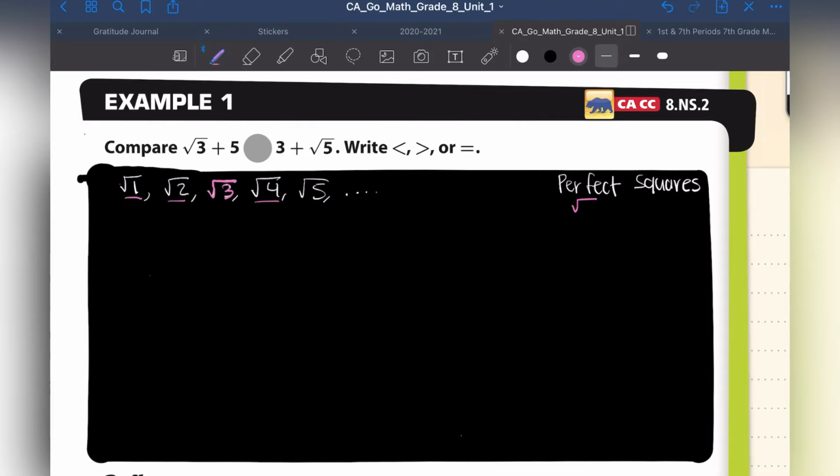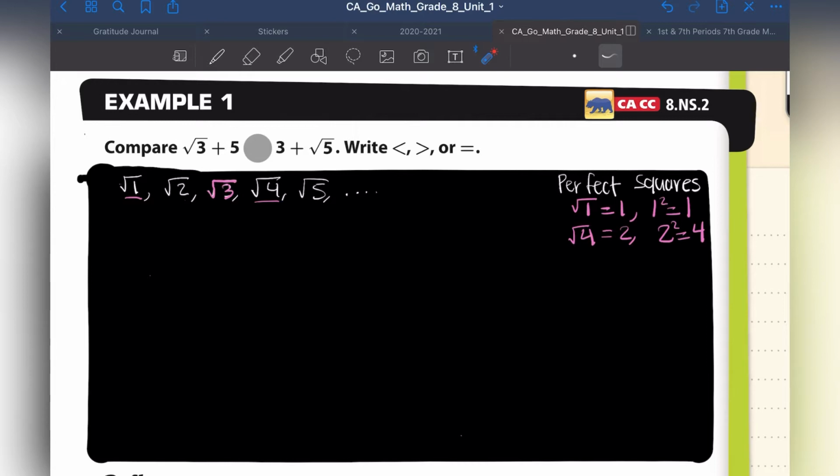I'm going to use the square root of 1 because that is a perfect square, because we know that 1 squared equals 1, and also the square root of 4 because that is equal to 2, because we know that 2 squared equals 4. I am not going to use this 2 because that is not a perfect square, so it's not going to be helpful. So I'm going to say that the square root of 3 is in between the square root of 1 and the square root of 4 because those are our perfect squares.